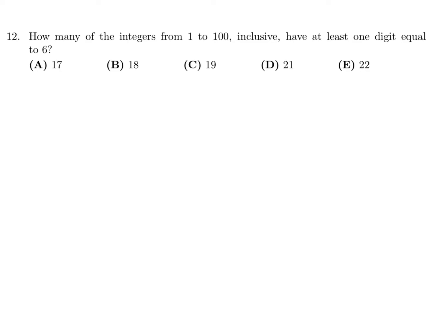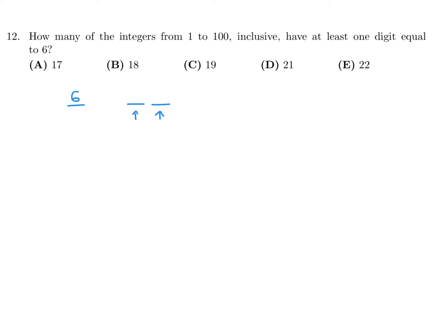How many of the integers from 1 to 100 inclusive have at least one digit equal to 6? Okay, so I guess the digit can be either here or here if it's a 2-digit number. From 1 to 100, there's also a 1-digit number, just 6 itself. And is there any 3-digit number? Well, the only 3-digit number is 100, and 100 doesn't have a 6.